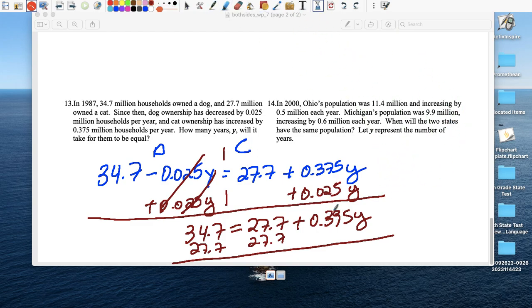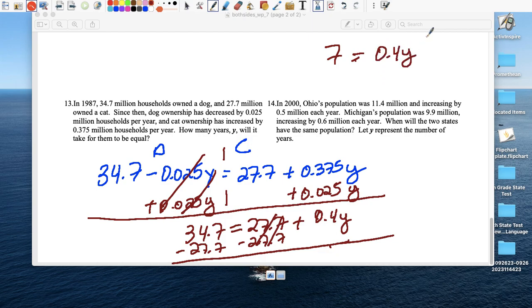So what I did was I didn't add these correctly. On here it is 7, 34.7 minus 27.7 is 7. But on this side, this goes away, and I had incorrectly added this. So this is 0.375 plus 0.025, which should have given me 0.4y. There we go. And that's what we have.